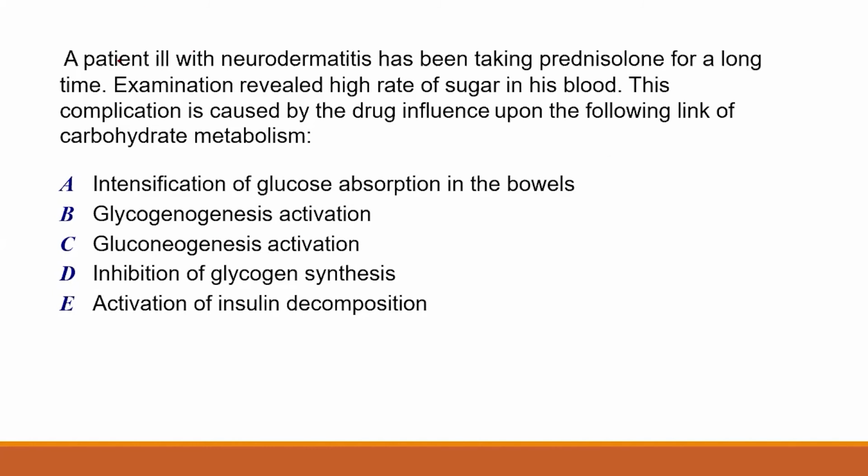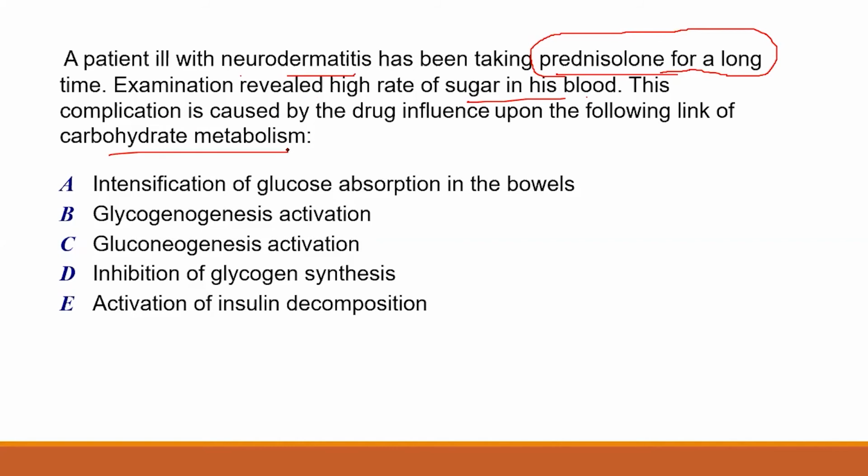We have a patient with neurodermatitis who has been taking prednisolone. Prednisolone is a glucocorticoid, and the person has been taking this for a very, very long time. Examination revealed a high level of sugar in the blood. This complication is caused by the drug's influence upon the following link of carbohydrate metabolism.